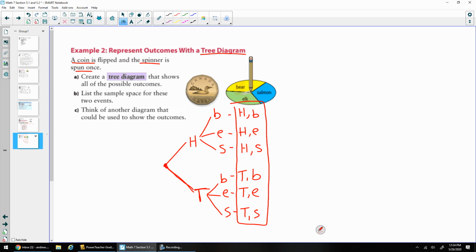for these two events. So when it says list the sample space, I'm fine if you just have them listed like so at the end of your tree diagram. And these are all the possible outcomes. So there are 8 possible outcomes for this.